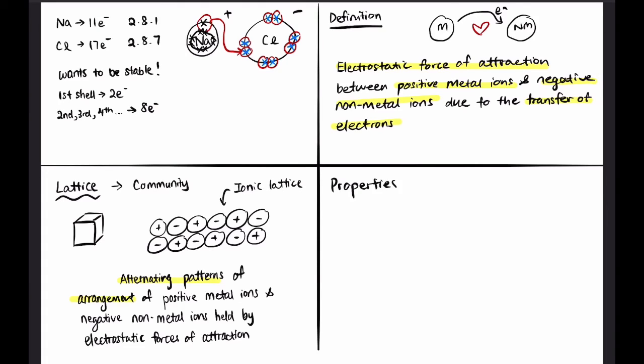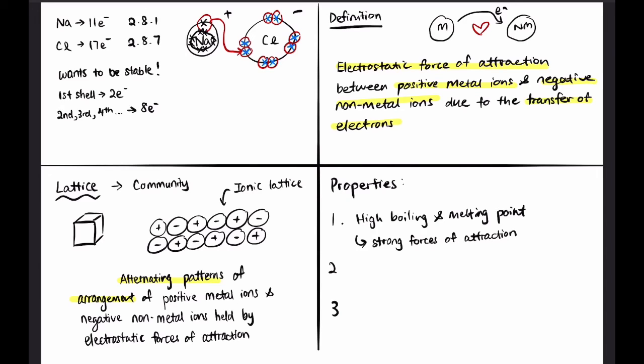Let's take a look at the properties now. There are 3 main properties of ionic compounds. So here they are. First one is they have high boiling and melting points, because when they have this special relationship, it forms a really strong force of attraction. Ionic bonds are really strong. So what happens is you need a lot of energy in order to break down these bonds. So you need a lot of energy to break down the love that metal has for non-metals.